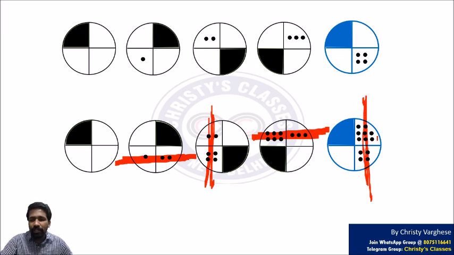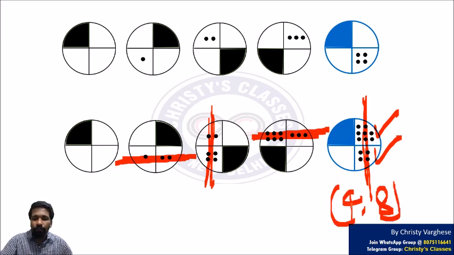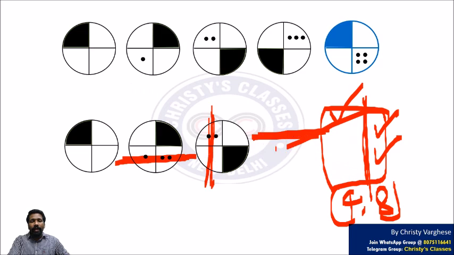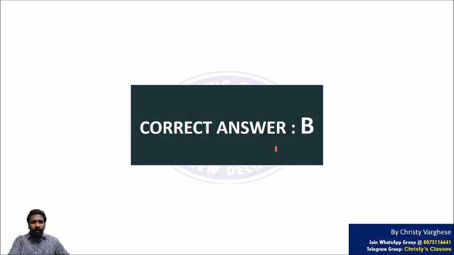So in the missing picture, this should be the position of dots. Number of dots, as we learned, 4, 8 should be the number of dots. And position of shaded quadrant will be like this. So this should be the answer. Now, how you can eliminate the answer soon, that is what I am explaining fast again.